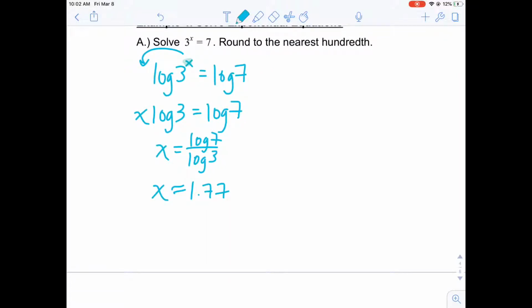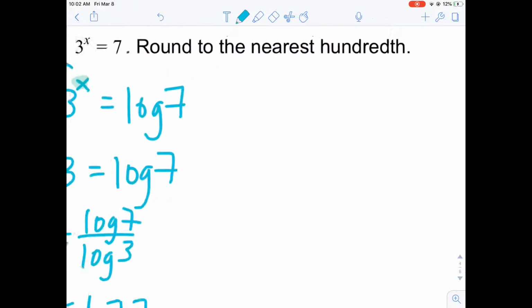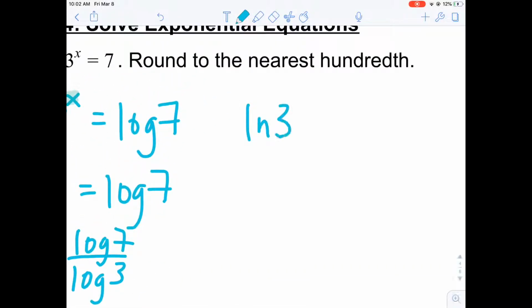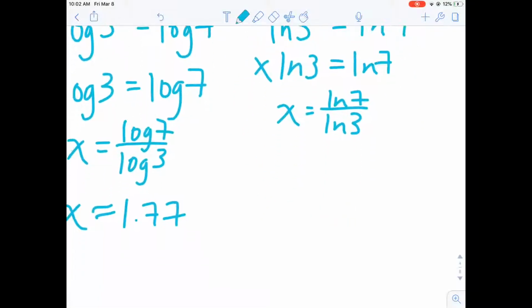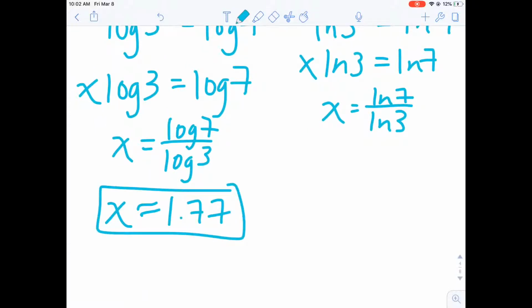Remember, you could have also done ln in this case. So I could have taken ln of each side, and the reason ln could also work nicely here is because we have the ln button on our calculator. The power property still stands for ln, so I can pull that out in front. That gives me x times ln 3 is equal to ln 7. So x is equal to ln 7 divided by ln 3. Plug that into your calculator, you'll see that you still get the exact same thing here.